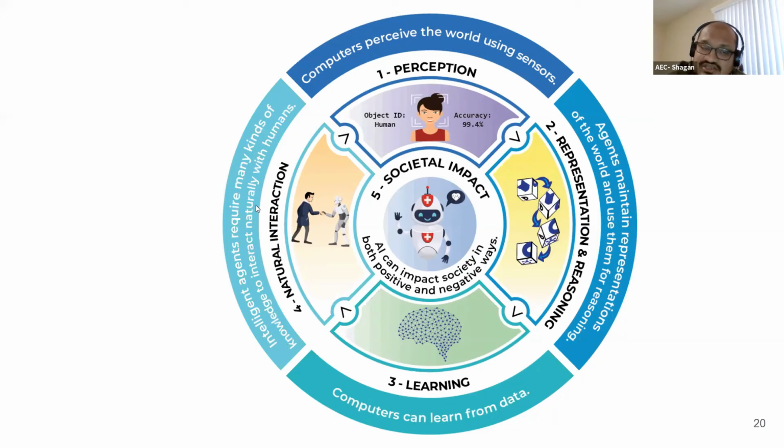So the intelligent agents require many kinds of knowledge to interact with the humans naturally. So the example that we saw of the Google Duplex, that's how the computer naturally interacts with the human. So that's a very good example of that. And lastly, the center point, the societal impact. So AI can have both negative and positive impact to the society.